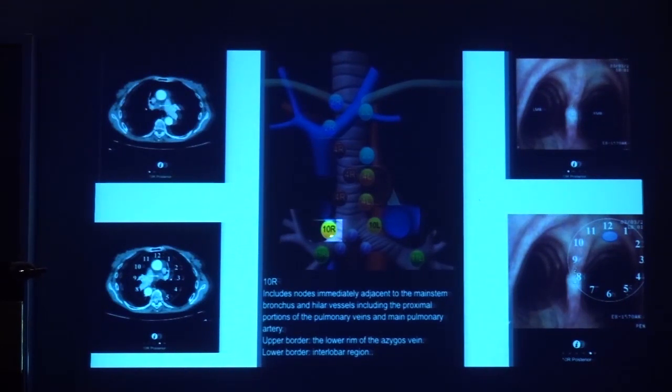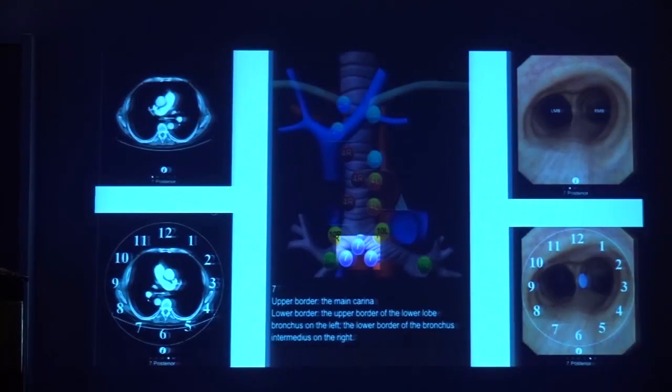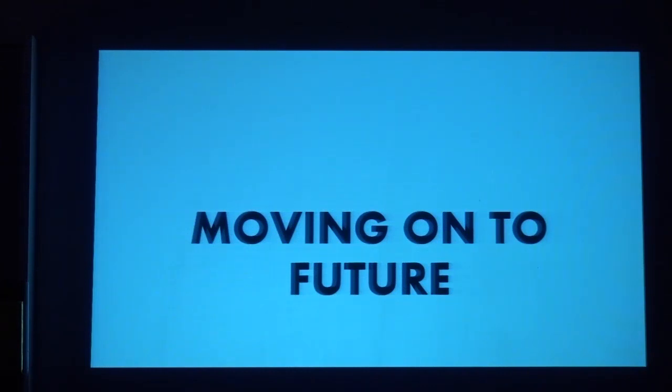10R, it's right at the carina here, where you have the azygos vein. Once you pass the azygos vein, the first lymph node that you're going to see more anteriorly between the carina and the upper lobe is going to be the 10R. I'm going to skip the rest because it will be a redundant repetition, but now I'm going to move to what's next.